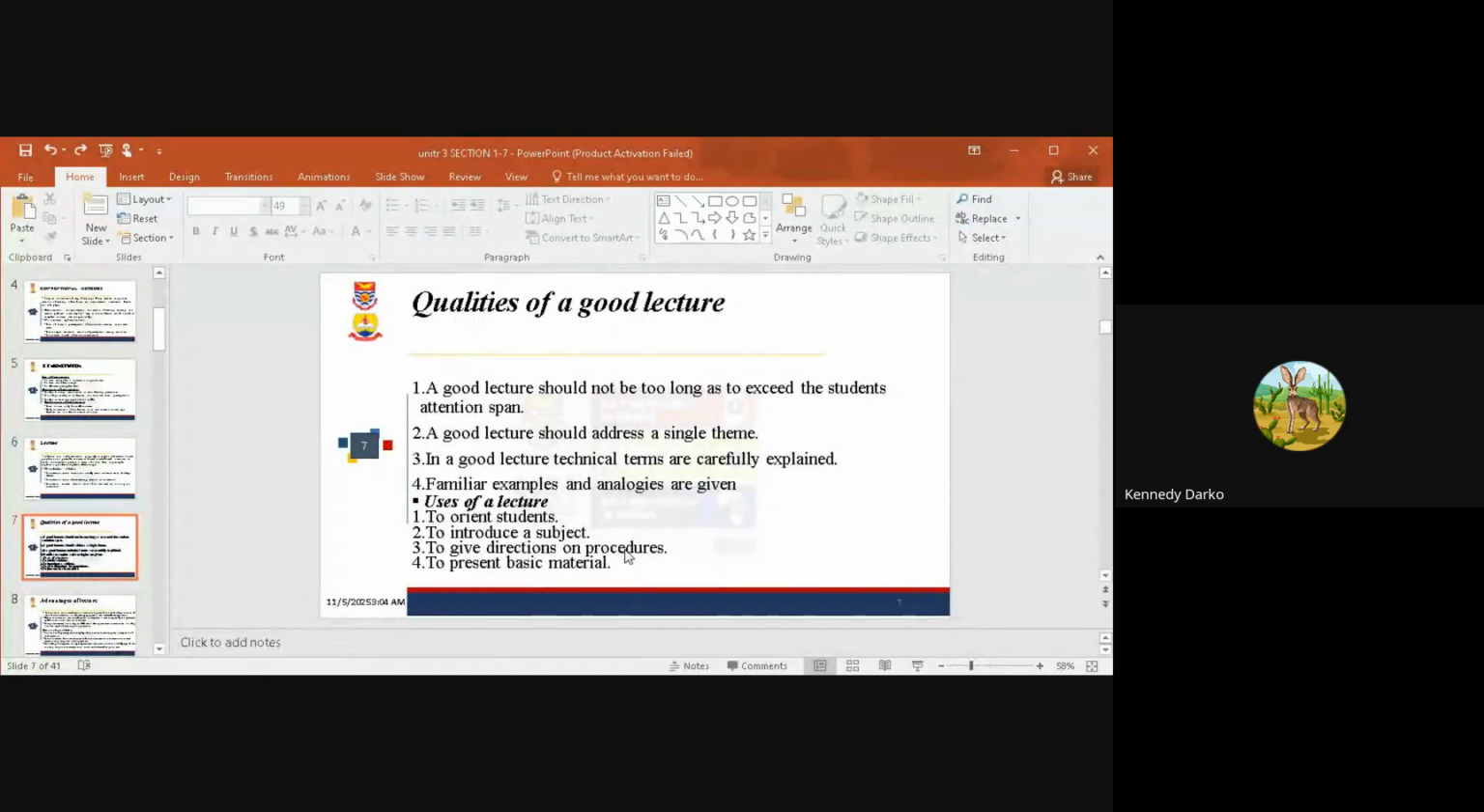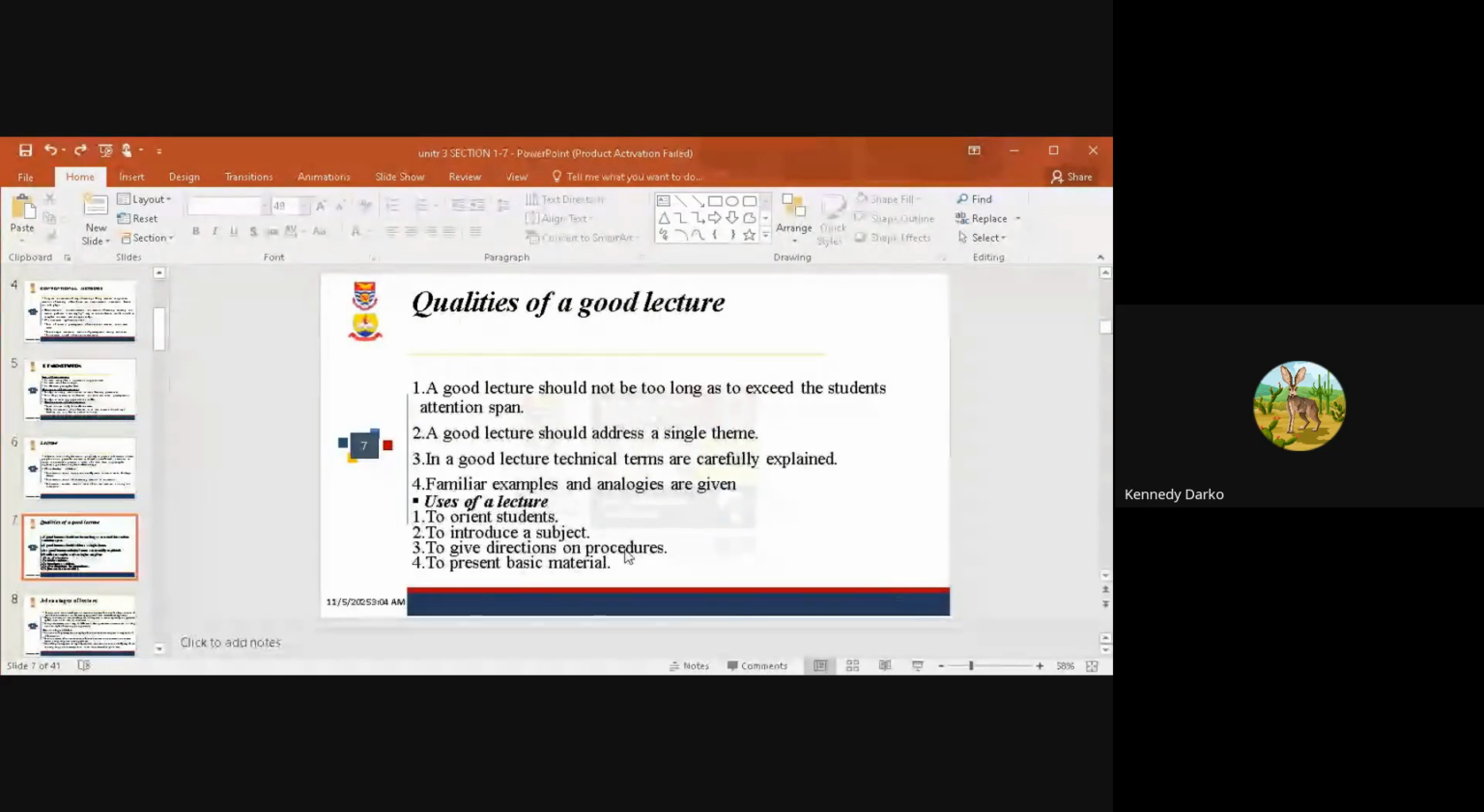Qualities of a good lecture. The lecturing that we are giving has certain qualities. How can we see that this lecture is good? It's of quality. If we talk about a good lecture, what do we have to do? The lecture shouldn't be too long as to exceed the student attention span.